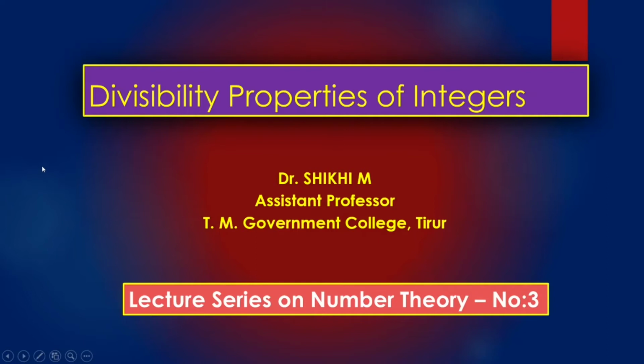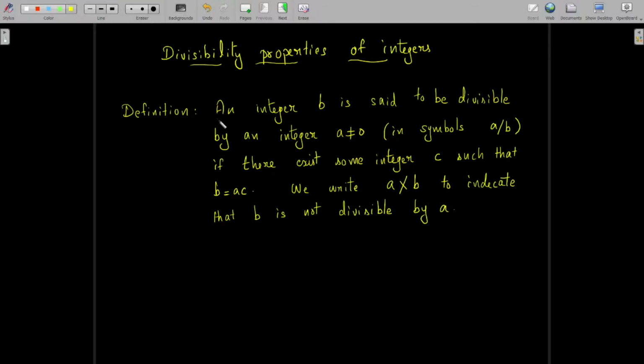Today we will study some divisibility properties of integers. Definition: an integer b is said to be divisible by an integer a, which is not equal to 0, in symbols a divides b, if there exists some integer c such that b equals a into c. We write a does not divide b to indicate that b is not divisible by a. This concept is familiar to you already.